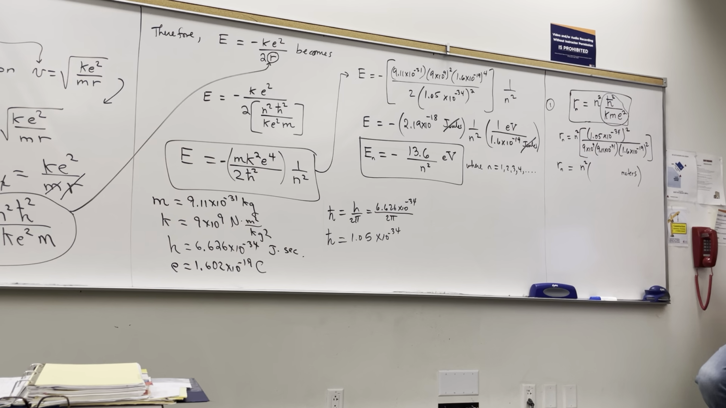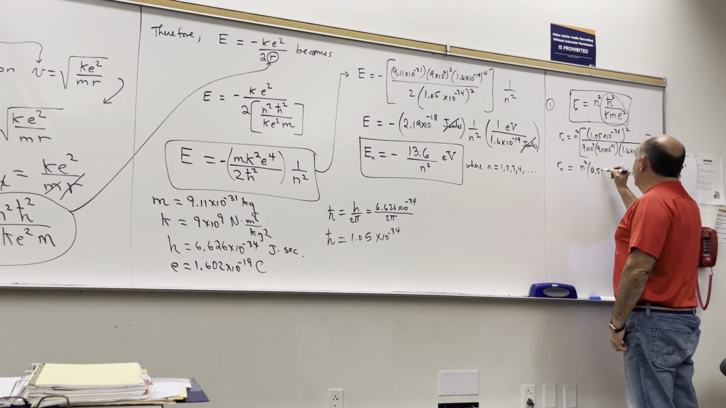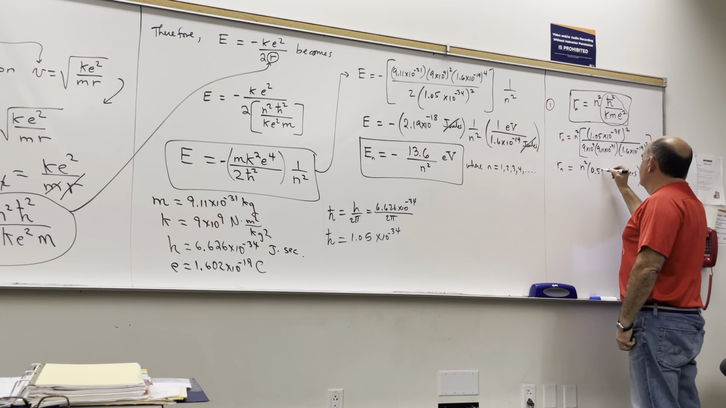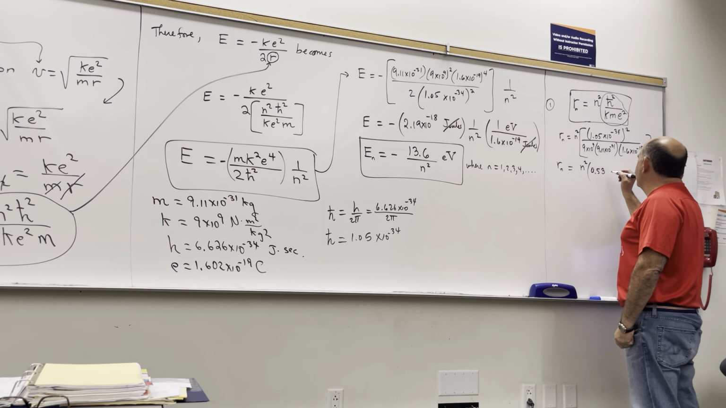Anyone get a number for that distance over here in meters? How about 0.529 times 10 to the minus 10? I got 5.25 times 10 to the minus 11. Yeah, it's about the same thing. Okay, let's make it 0.53 times 10 to the minus 10.